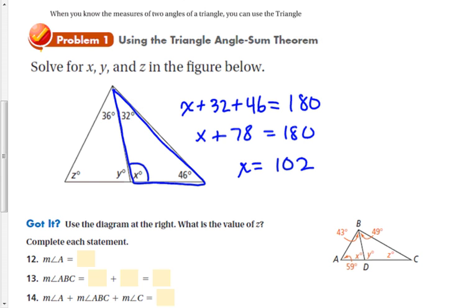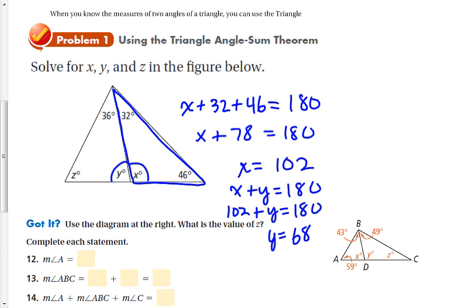All right. Now that we know that x is 102, there's a couple ways we can handle this next thing. x and y together are a linear pair, so we know x plus y is equal to 180. And we know x is 102, so we can substitute that in. Then we just subtract 102 from 180, and we get y is equal to 68. And then we have one left, z, to find.